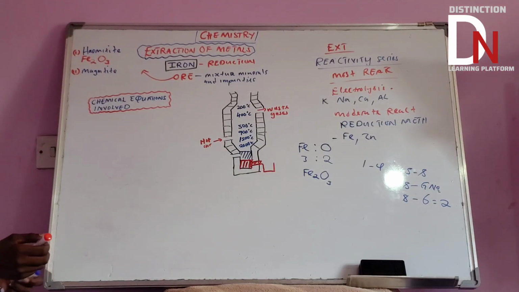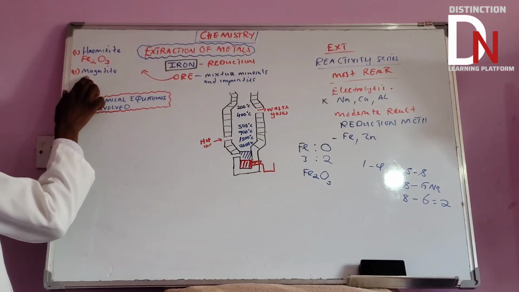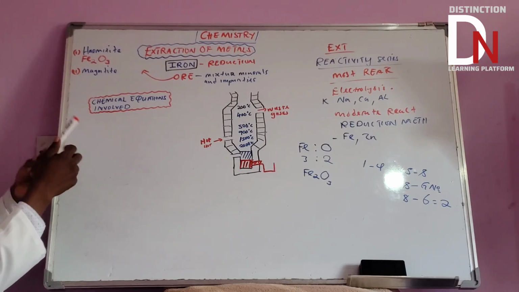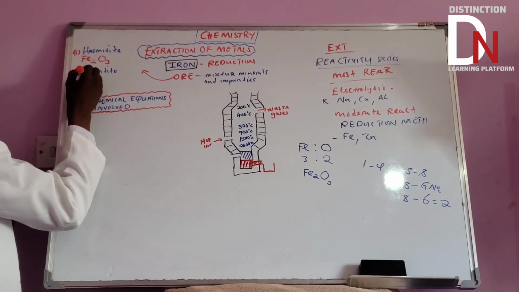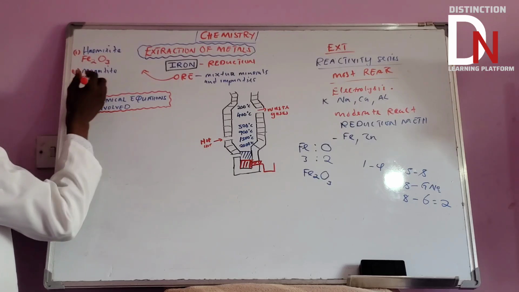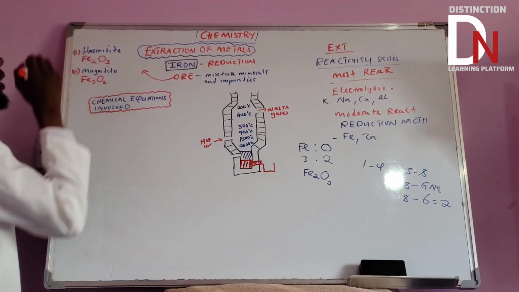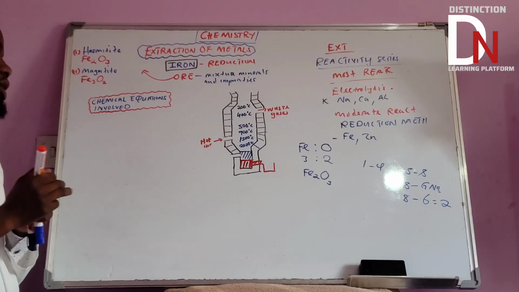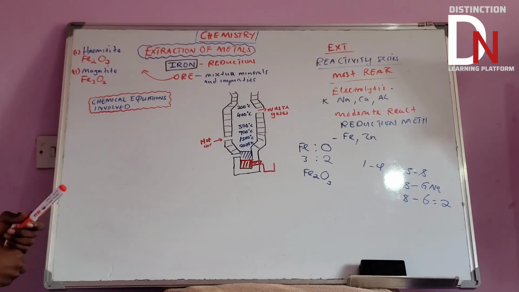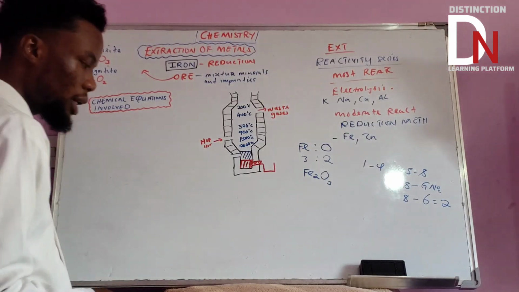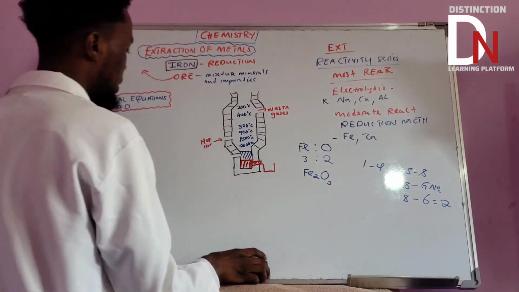Now you're also wondering what the formula for magnetite is. The magnetite formula is something unusual. It is Fe3O4. So that is the formula of magnetite. These are the important ores for iron when it comes to extraction of iron. Okay, so now let's proceed.